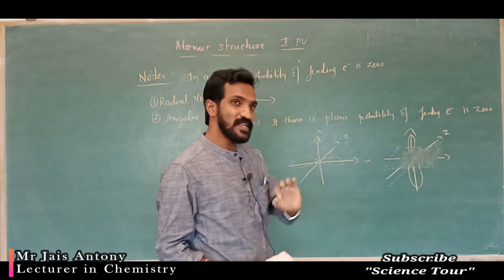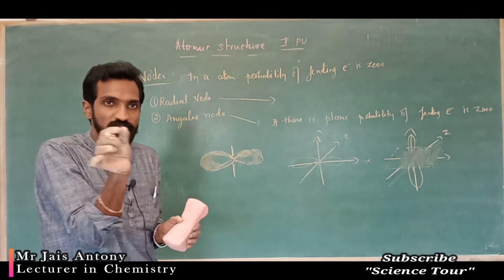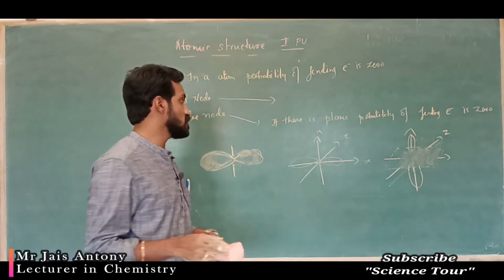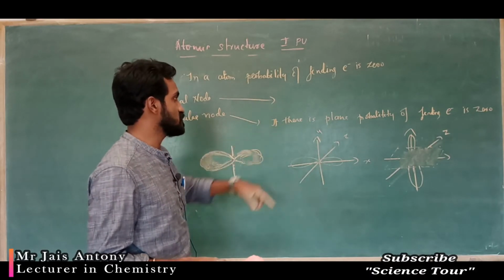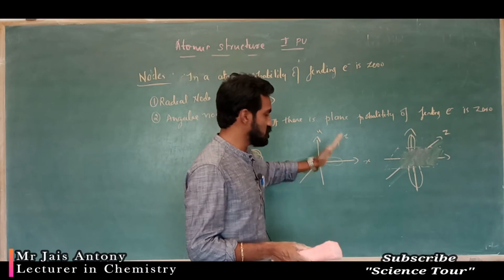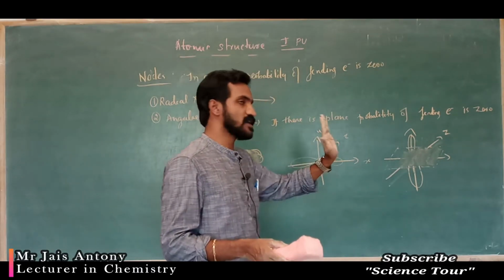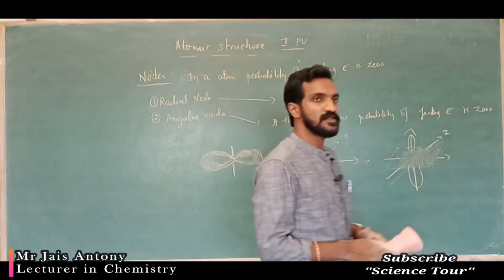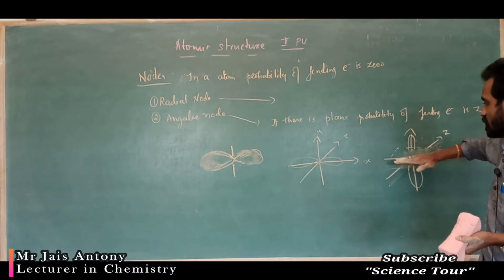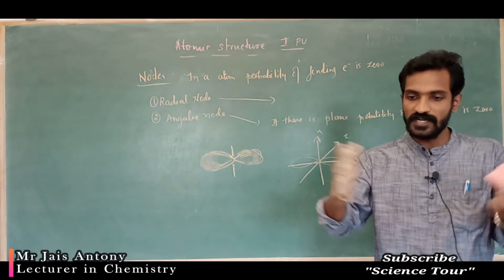So there we can tell that where the two lobes join at this point, the probability of finding an electron is 0. That is what is given in this definition. If there is a plane, the probability of finding an electron is 0. Imagine this plane is taken, the y axis plane, probability of finding an electron is 0. Imagine the x axis plane is taken, probability of finding an electron is 0.